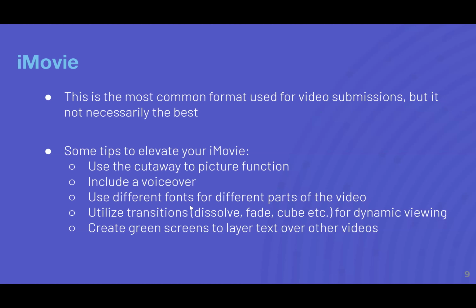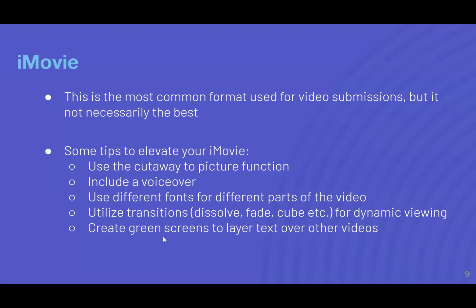So the last thing would be to create green screens to layer text over other videos. Now iMovie has titles already, but something that's kind of tedious is using titles for every single video, because you have to cut and split every single video every single time that you want to put up a text.